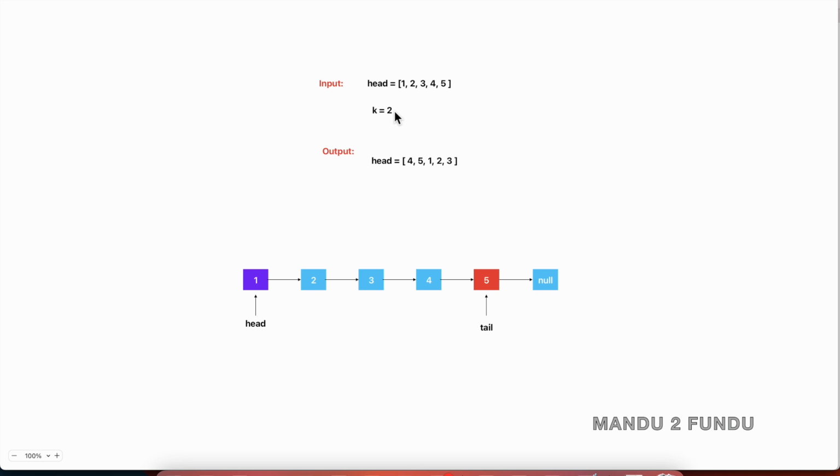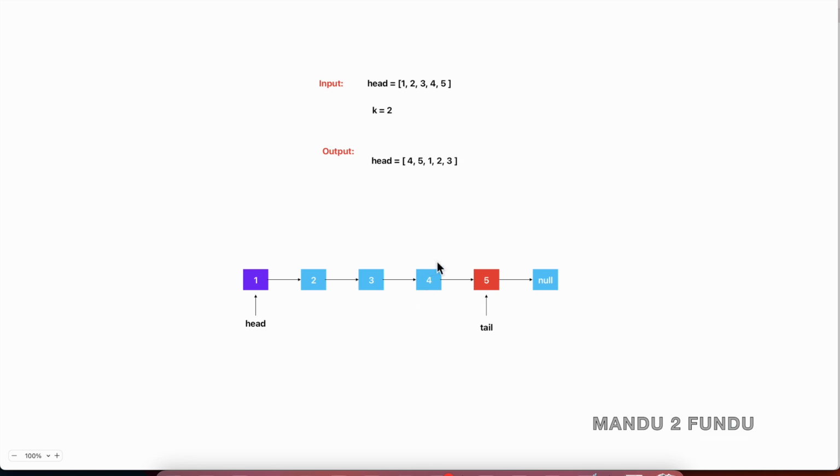Instead what we can do is locate the first element in the last k elements of this linked list. For example, in this case the k value is 2. So the first element of the last 2 elements is 4. So we have to locate this node. After locating that node, we have to link the tail node and the head node, so 5 to 1. And then we have to remove the link between the node 3 and 4.